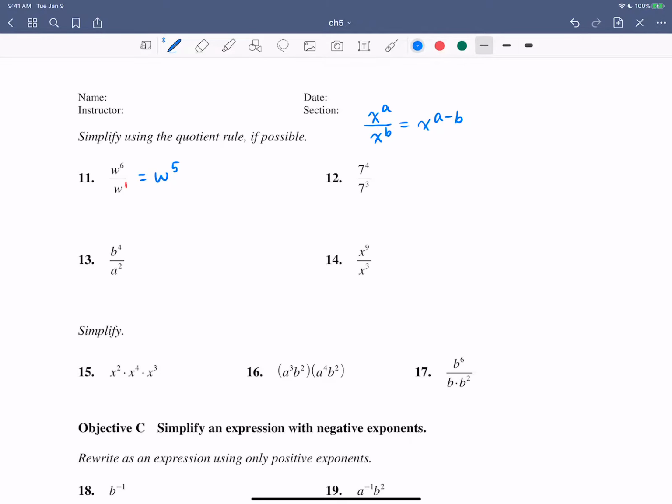Number 13. B to the 4th over A squared. Again, you might be attempting to subtract the exponents, but pay attention to the bases. They don't have the same base. Therefore, this one is again not possible or cannot be simplified.